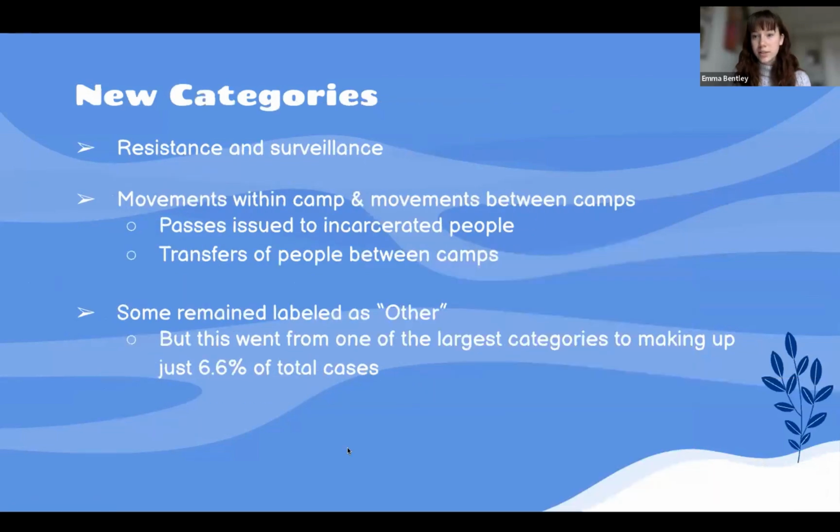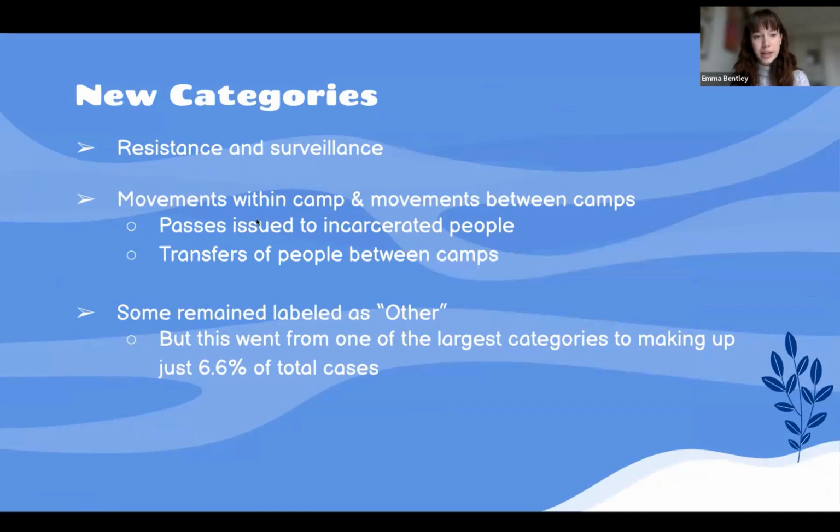So we created some new categories when we were analyzing those other cases. The first of which was resistance and surveillance. That was created to essentially describe cases in which the police in the camp were engaging in surveillance of incarcerees and cases in which incarcerees were using their agency to challenge camp rules. And so that was one of our new categories.